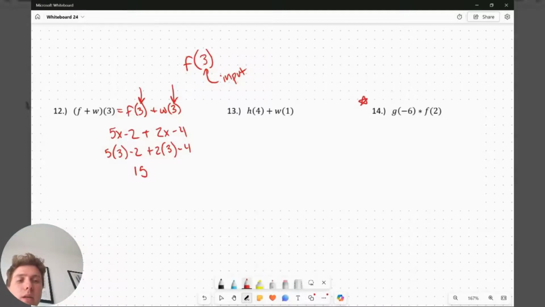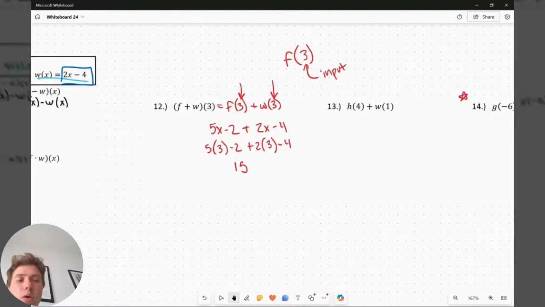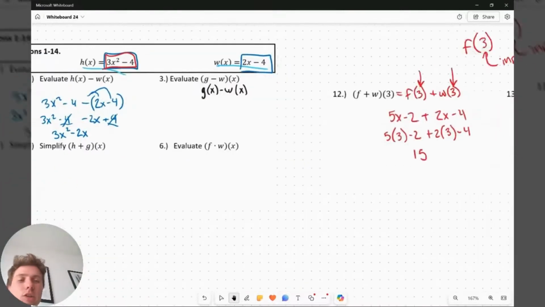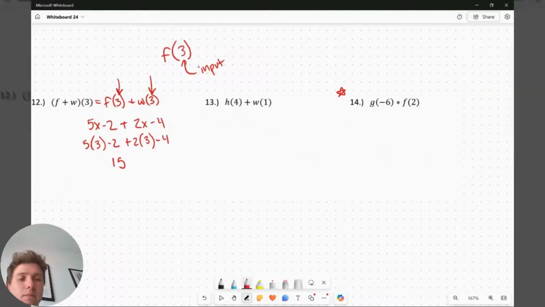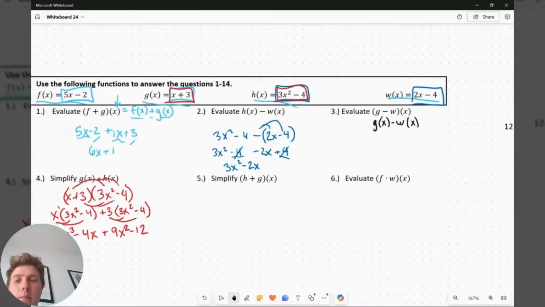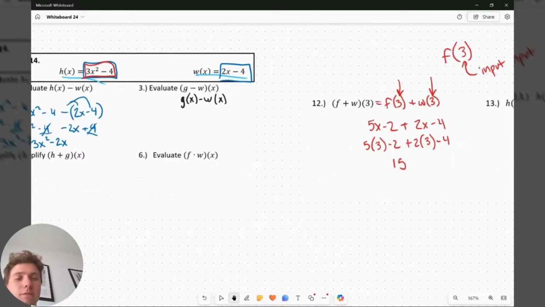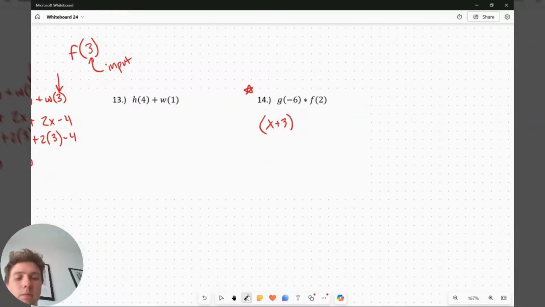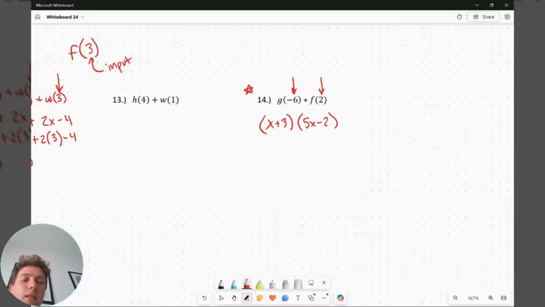Let's look at number 14 as well. I think that's also a good example. We take our g function and our f function, and we multiply them. Our g function is x plus 3. Remember, to show multiplication, we use parentheses on both. And that multiplies with f, which is 5x minus 2. But on this one, we weren't just multiplying these functions, we were also evaluating. We were plugging in these different values.